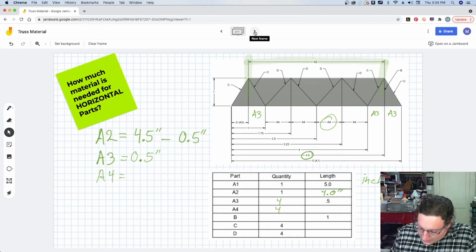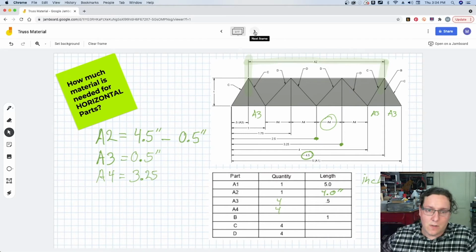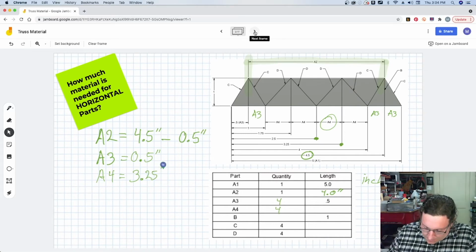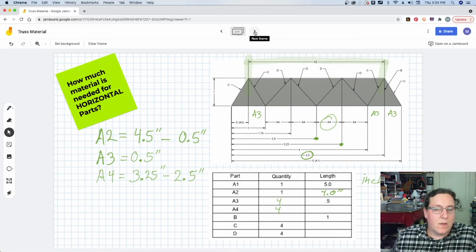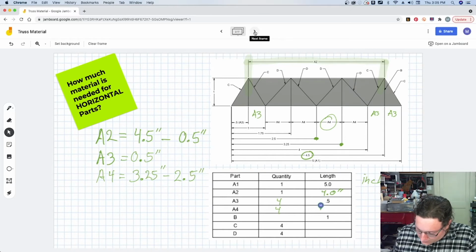And we can see that it's connected to the 2.5 measurement, and it's going to be connected to the 3.25 measurement. So if we say 3.25, we want the larger number first because it goes the furthest distance, minus 2.5 inches is the other one. And in this case, 3.25 minus 2.5 gives us 0.75 inches.